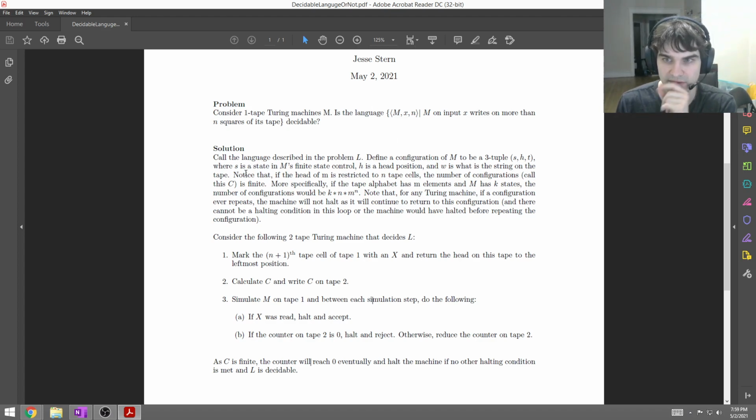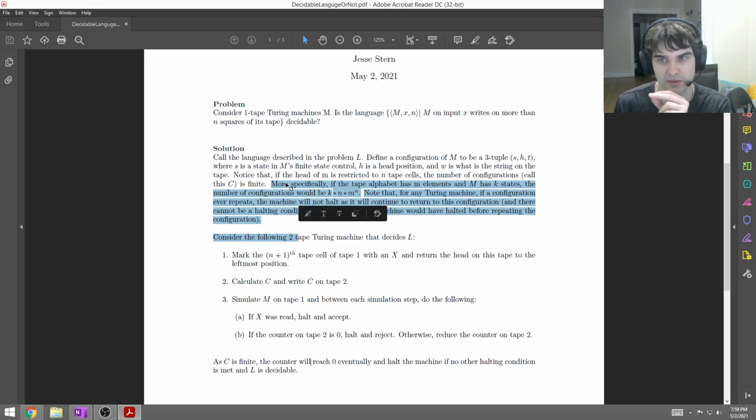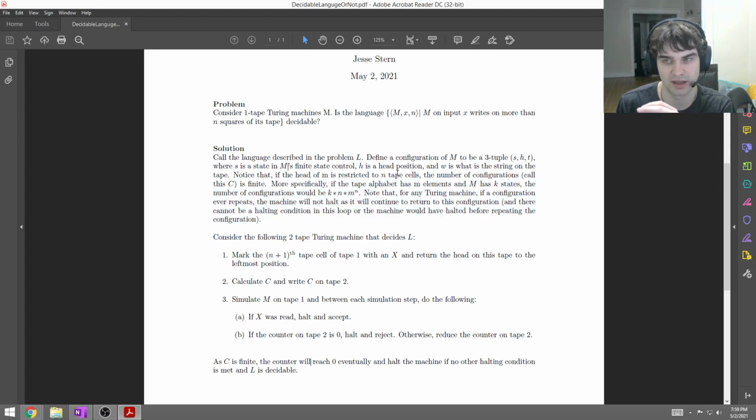Here, I say, notice that if the head of M is restricted to n tape cells, the number of configurations is finite. So here's what I'm saying. If I assume that the head of a machine is restricted to n tape cells, then other things follow, and then I say that it follows from this that the configurations are finite. All of this relies on the assumption that M is restricted to n tape cells, though.